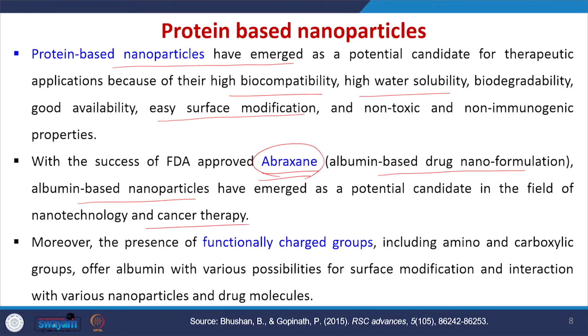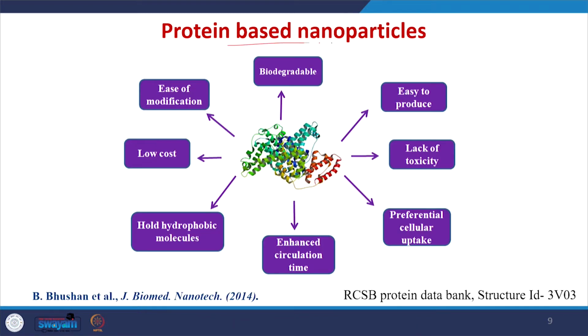Another important property of protein based nanoparticles is the presence of functionally charged groups including amino and carboxylic groups, and that will be very helpful for adding functional groups and targeting these nanocarriers specifically to the cancer. As I told you earlier, these protein based nanoparticles have wide applications in drug delivery because of their biodegradable nature and easy surface modification, and also they are easy to synthesize, cost effective, and can hold hydrophobic molecules. As you know, most of your anti-cancer drugs are hydrophobic in nature. We can load the hydrophobic drugs into these protein-based nanocarriers.